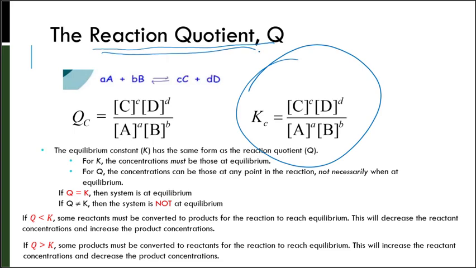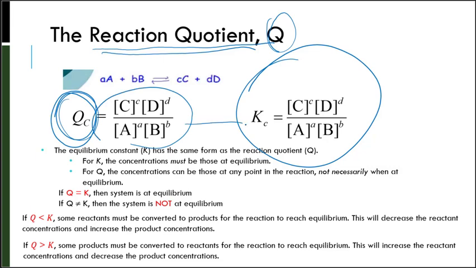Then we have a reaction quotient, Q. Notice I can write a Q expression and it looks exactly the same as that K expression. Has the exact same form. Now for K, we look at the concentrations at equilibrium. For Q, we can look at concentrations that are at any point of the reaction, not necessarily when it's at equilibrium. If Q and K equal each other, our system's at equilibrium.